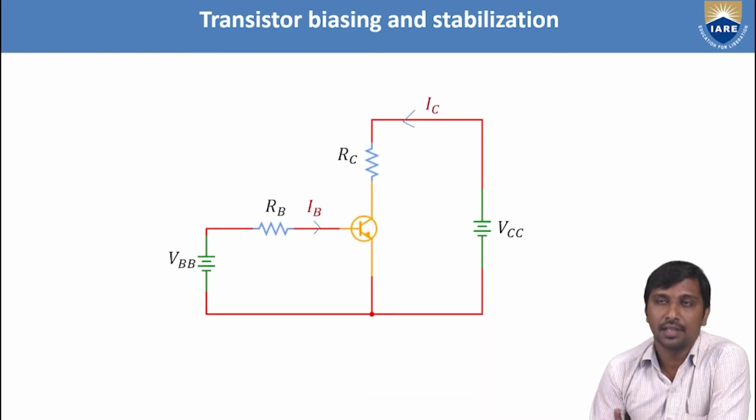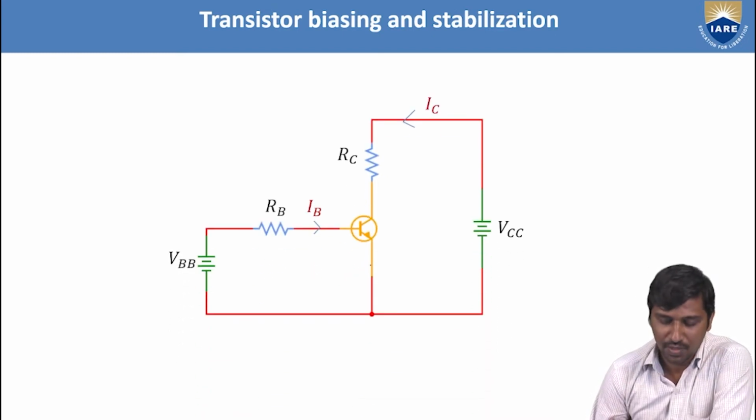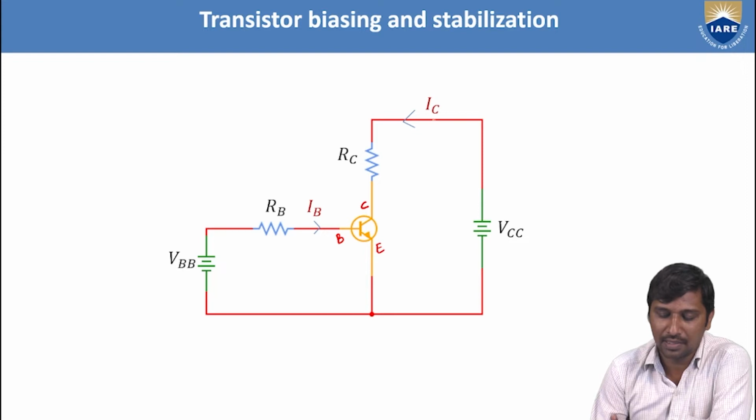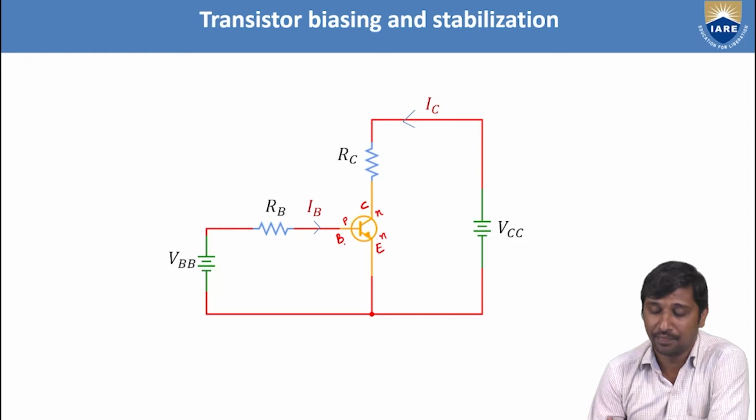Let us consider a common emitter configuration. Here I use an NPN transistor. Let us take these as collector, base and emitter. For this case, I use the common emitter configuration, where the base acts as the input and the collector acts as the output. The type of transistor is NPN, meaning the collector terminal is N, the base terminal is P, and the emitter terminal is N.